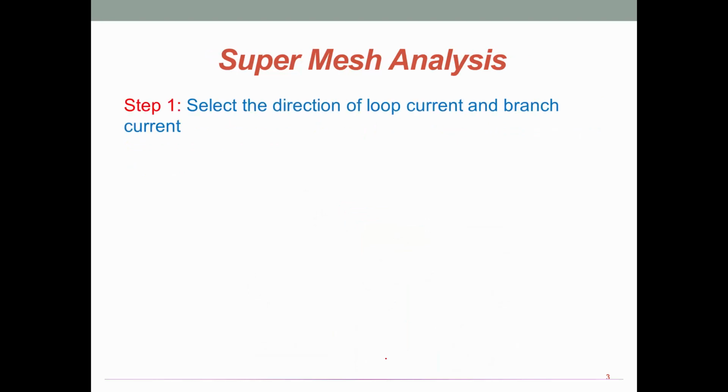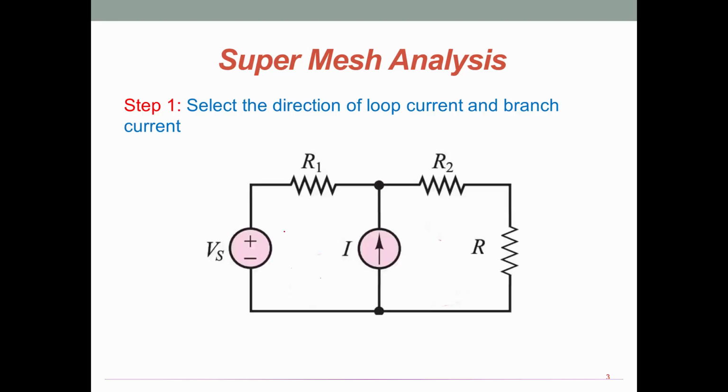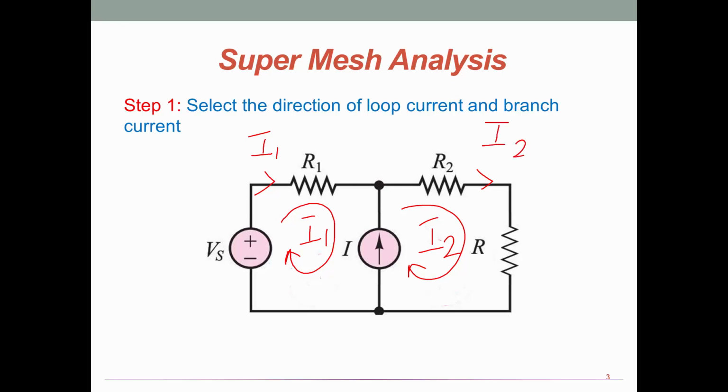Step 1 in supermesh analysis is to select the direction of loop current and branch current, like your ordinary mesh analysis. So I am taking the circuit diagram. Let's go for the direction of loop current, then identify the branch current. I1 is the only loop current flowing through R1. So let me take down, this is I1. In R2 only one loop current is flowing, that is I2. Coming to R, here also I have the same current, no need to bother about that because R2 and R both are in series.